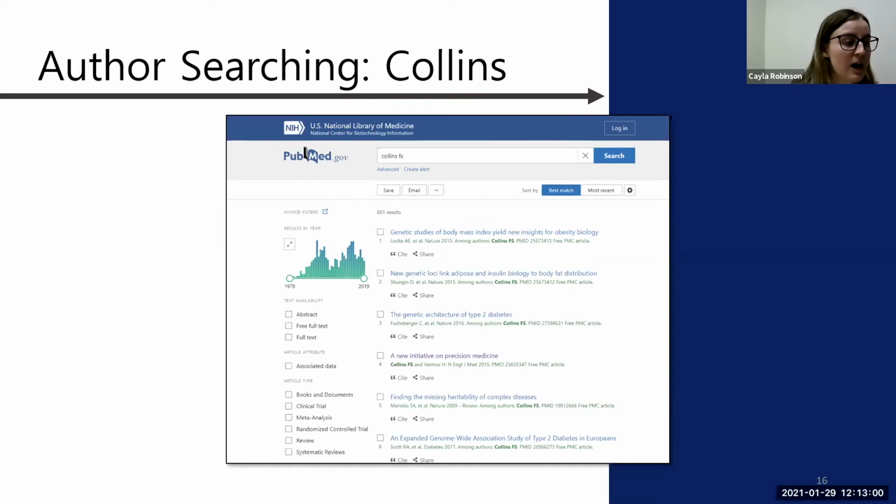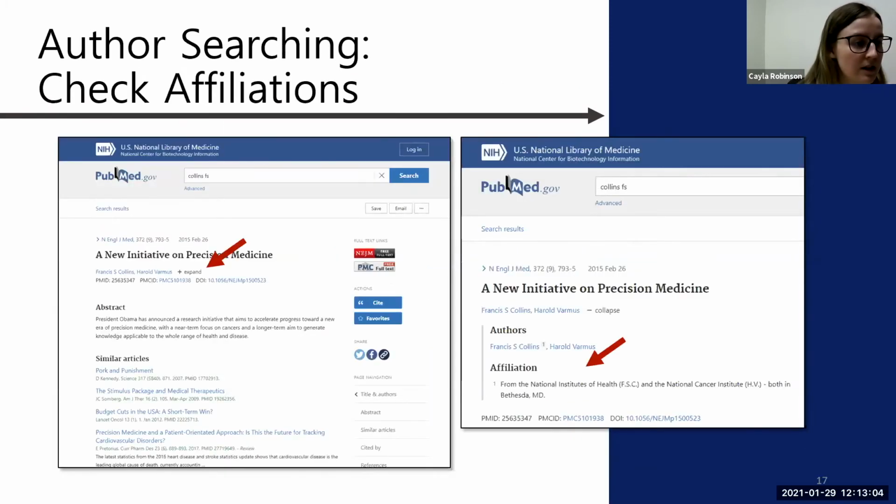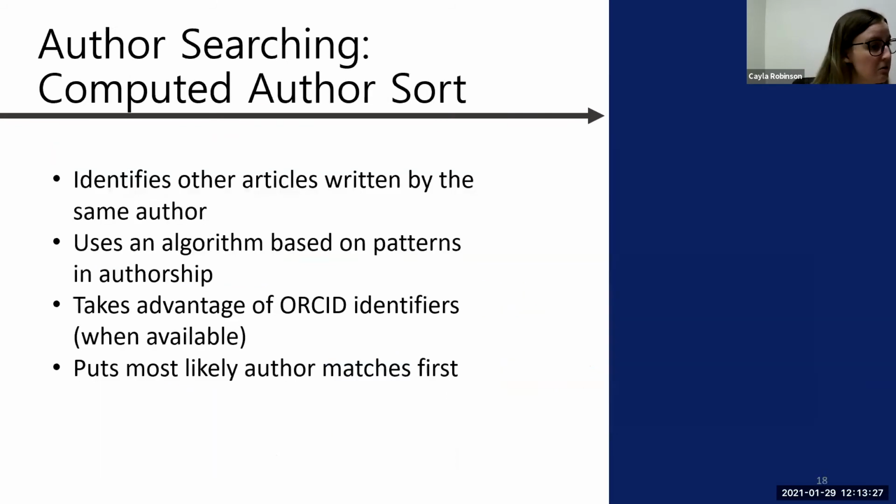The way to get around this is on the next slide, which is checking affiliations. So this one, Francis S. Collins, is part of the National Institutes of Health. So if you expand this and see that this person is from NIH, you might be able to assume that they're the same author, but there's another way to do this, which we'll go over in the next slide.